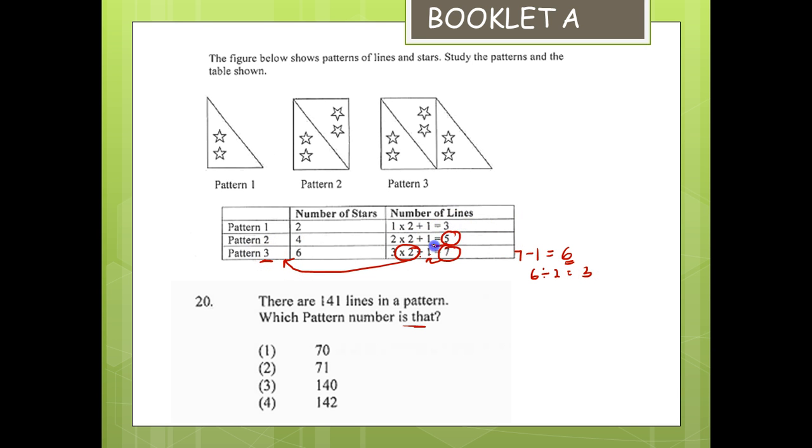The same goes for this. 5 plus 1. So I minus 1. So 5 minus 1 gives you 4. Divide by 2. 4 divided by 2 gives you 2. Pattern 2. So now I take 141. So 141 minus 1, I get 140. 140 divided by 2, answer is 70. So option number 1.